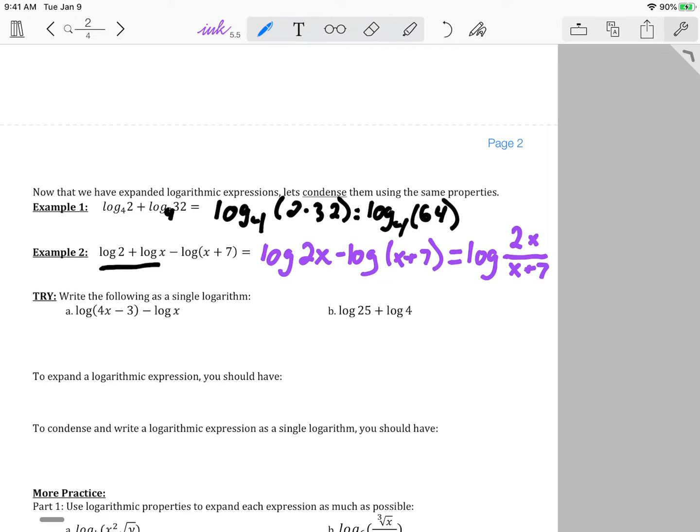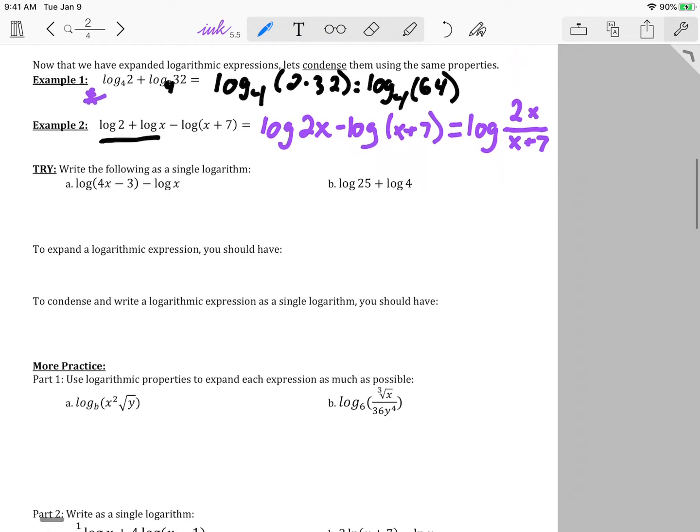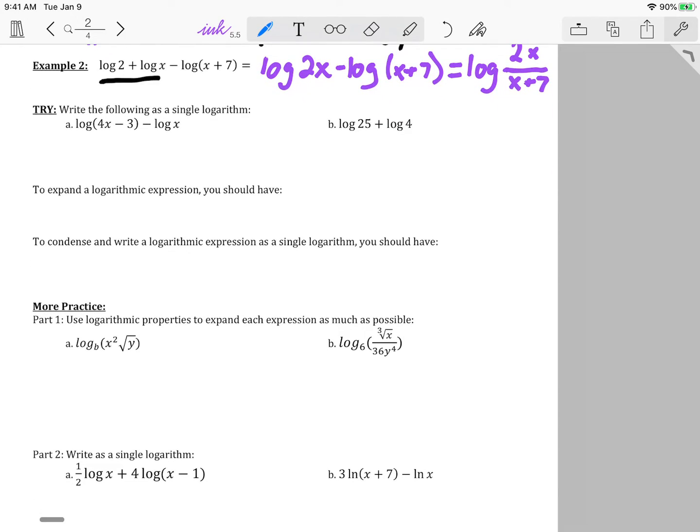and we're rewriting them. We condense them when they have the same base. So I fixed that. Make sure that this here has the same base there. Okay, so to expand a logarithmic expression, you should have.